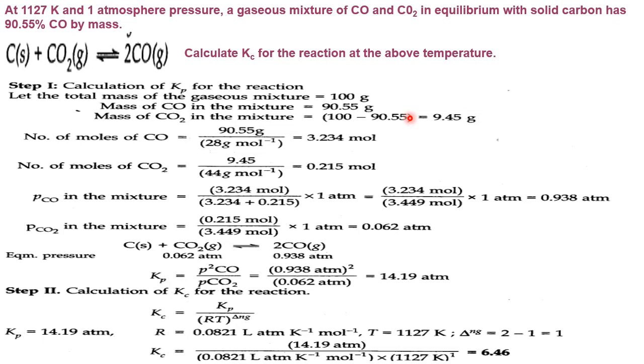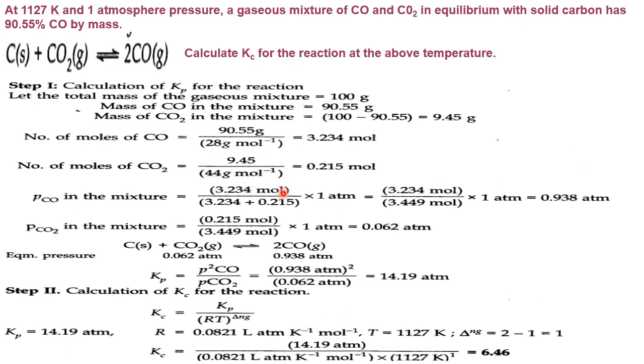Now, once you know the mass, we will go for the moles. Moles equal to mass divided by the molar mass. So for carbon monoxide, the number of moles is 3.234. In the same way, the number of moles of carbon dioxide is mass of carbon dioxide divided by the molar mass of carbon dioxide. That gives you 0.215 mole.